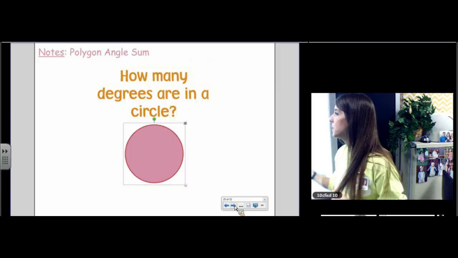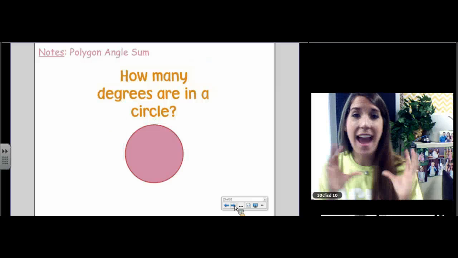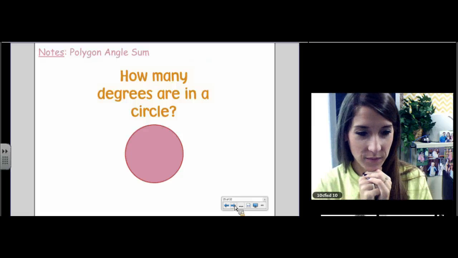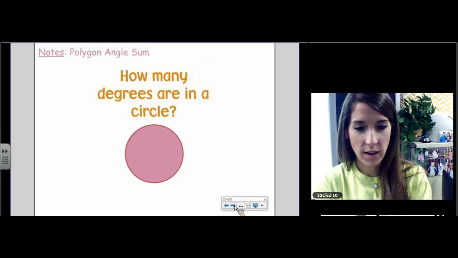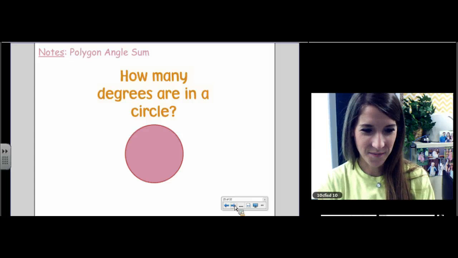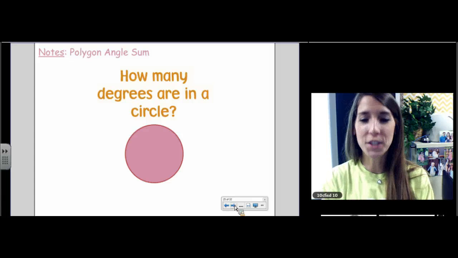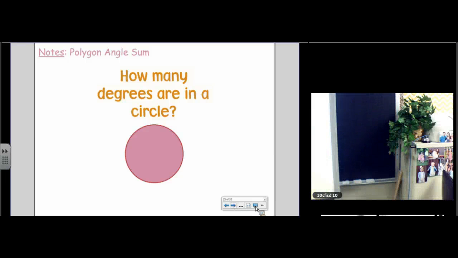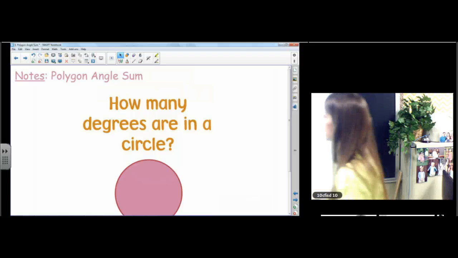So, to be able to tell you how many degrees are in the exterior of a polygon, first you need to tell me how many degrees are in a circle. How many degrees are in a circle? Have you learned that? 360. Good. All circles have 360 degrees. You're giving it away, guys. All right, so I have a little demonstration real quick.